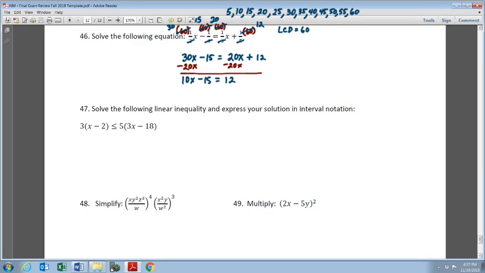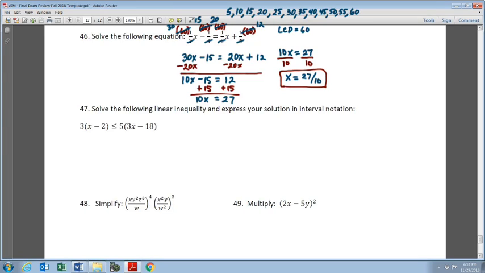You get 10x minus 15 is 12. We need to add 15 to both sides. We get 10x is 27. So we're going to end up getting a fraction for an answer here. So let's go ahead and I'm going to rewrite this up here so I have a little more room to work. Let's divide by 10 on each side to get x by itself. And so we do get 27 over 10.